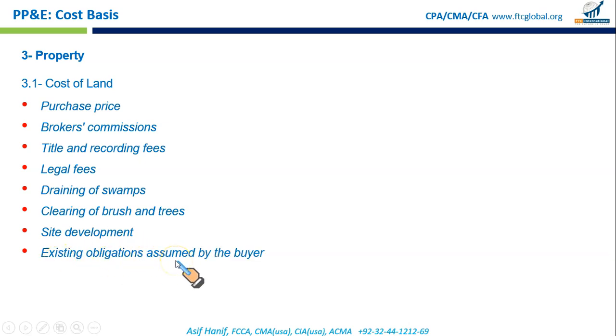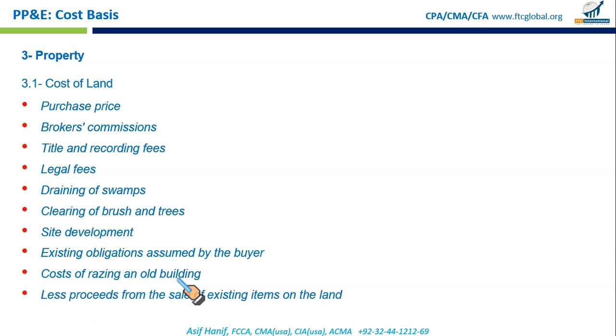Existing obligations assumed by the buyer. These include any unpaid mortgages or any back taxes that the buyer takes on and would be responsible to pay. Cost of razing an old building, yes. The cost to demolish any structure already on the land would also be included as a part of the cost of the land.